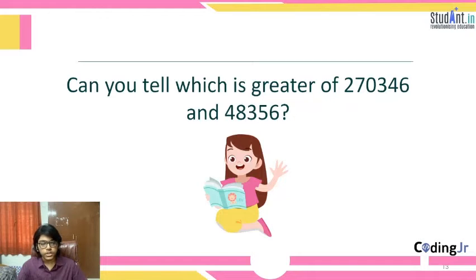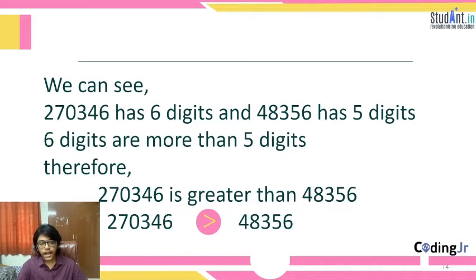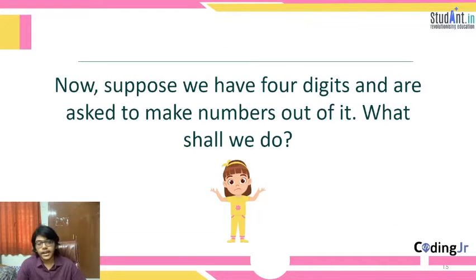Which is greater, 270,346 or 48,356? As you've studied in lower classes, the more digits there are, the bigger the number is. 270,346 has 6 digits, and 48,356 has 5 digits. So clearly, 270,346 is the larger number. Now what do we do if we want to compare two numbers that have the same number of digits?